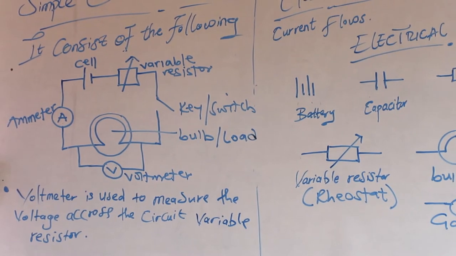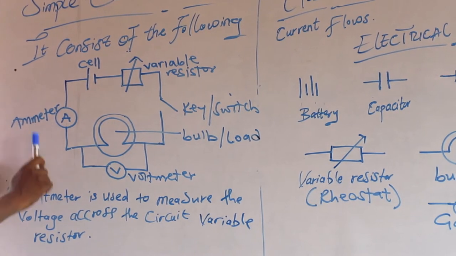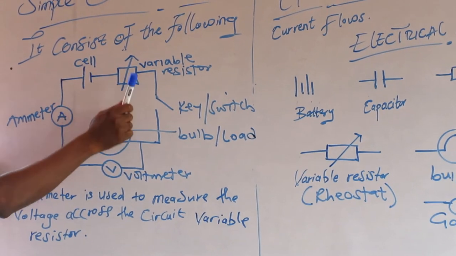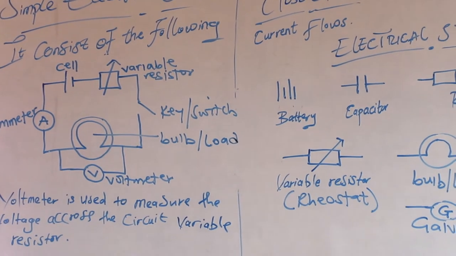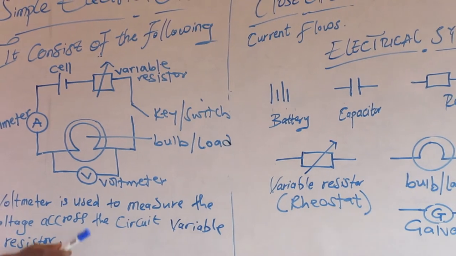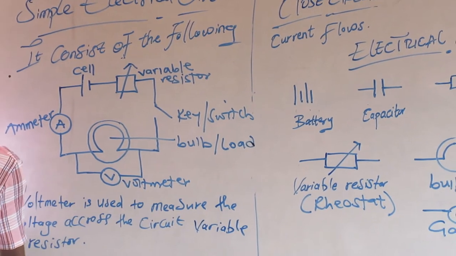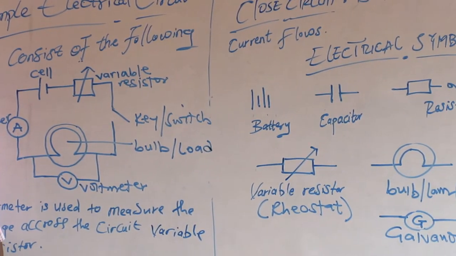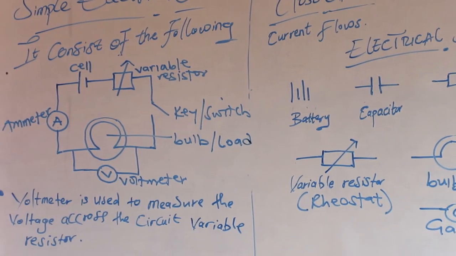So there is a simple electrical circuit, right? We have an ammeter, a cell, a variable resistor, a key or switch, a bulb or load, and a voltmeter. Why is a bulb a load? It is a load because it is consuming the electricity. Okay? That's a load. Good.